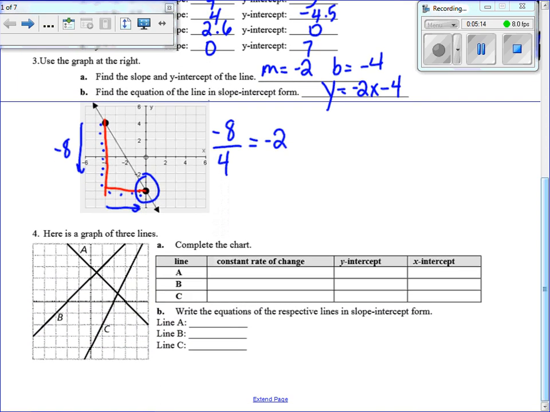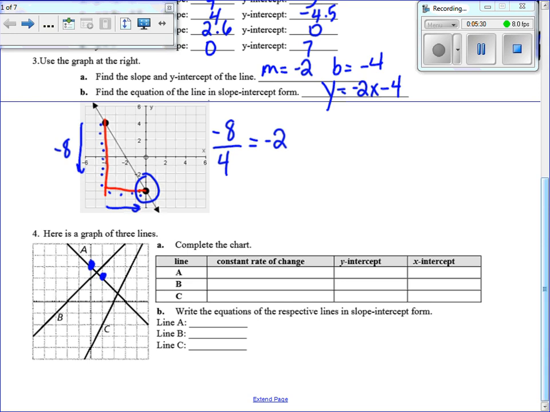Looking for this one, it wants us to find the constant rate of change. Remember that constant rate of change is the slope of each line. Then it wants us to identify the y-intercept and the x-intercept. So looking at A, we need to identify 2 points that are on that line. So this point and this point, that's a good start.